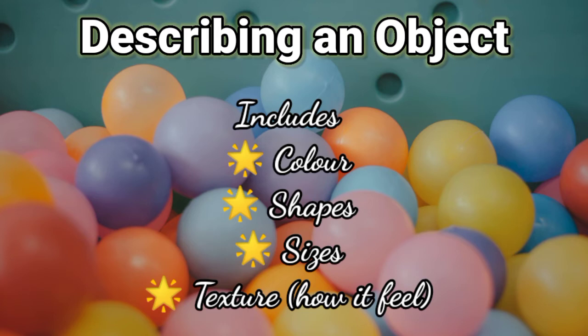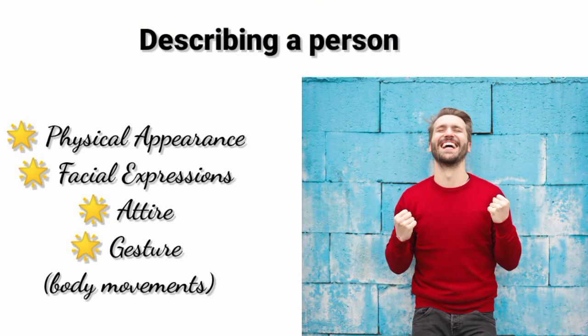Let us see some of the descriptive details to be considered when you describe an object. You should consider its color, shape, size, and texture. Texture means how it feels. Next, when you describe a person, you should consider the physical appearance, facial expressions, attire, gesture, that is the body movements, everything. Describe a place.